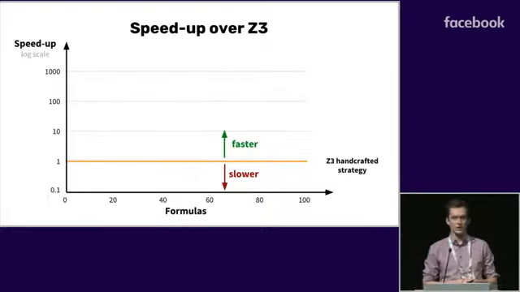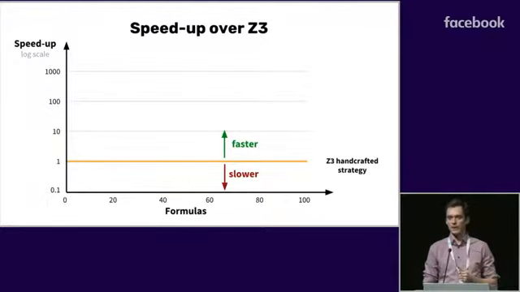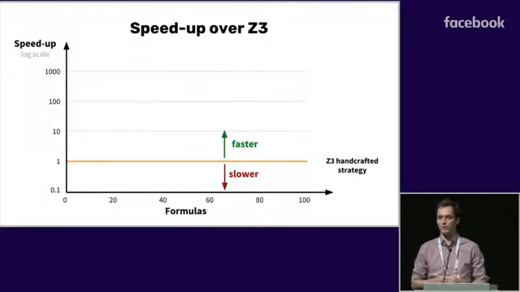So what I show here is a log scale of the speedup over the Z3 solver, where 1 is the performance of the handcrafted strategies. Everything above means that we are faster. Everything below means that we are slower.